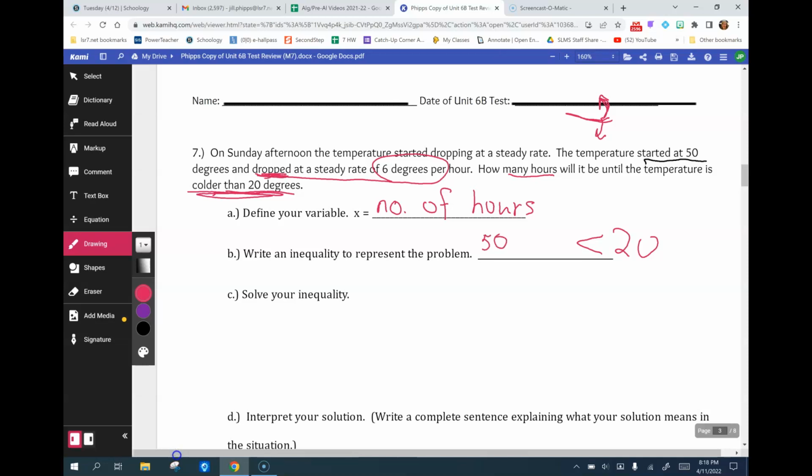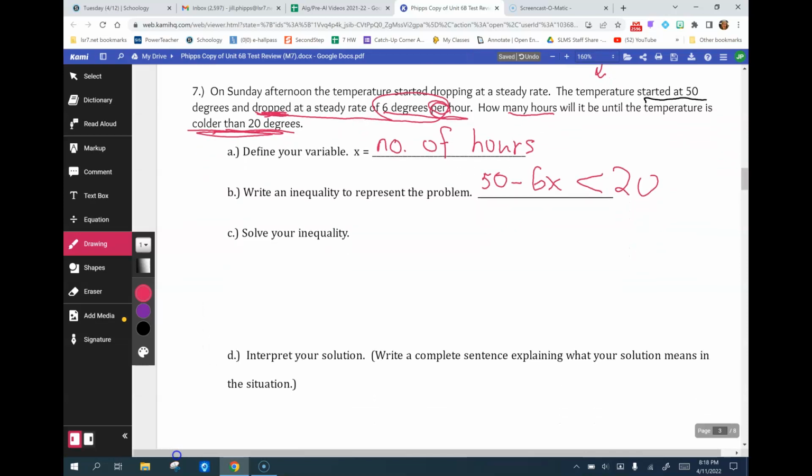So mathematically what's happening? That's right. 6 degrees per hour, so that's what we're going to multiply, and the number of hours is what we're going to find. So 6x. Okay? Now, if you're not sure what I just said, go back through what I just did. Okay, now we're going to solve this. Hopefully you've done this on your own.